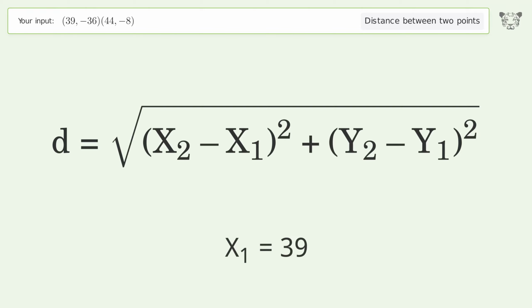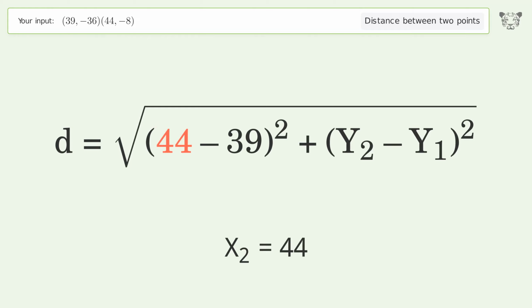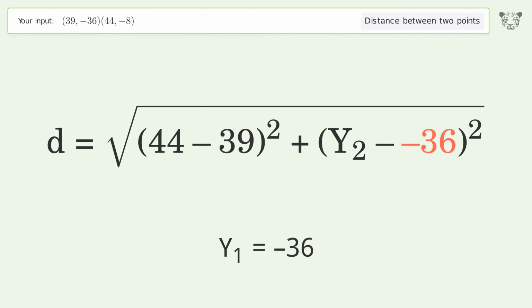x1 equals 39. x2 equals 44. y1 equals negative 36. y2 equals negative 8.